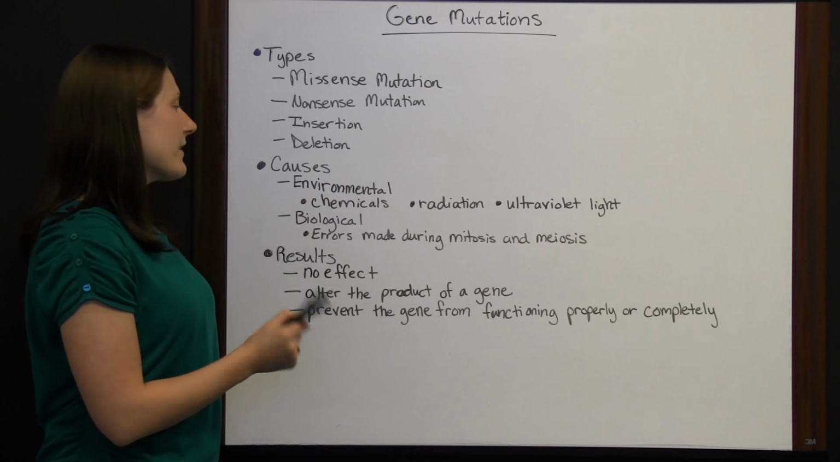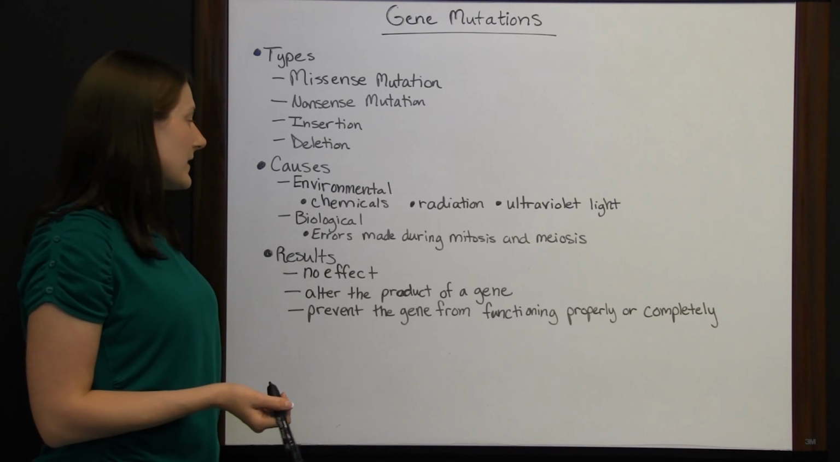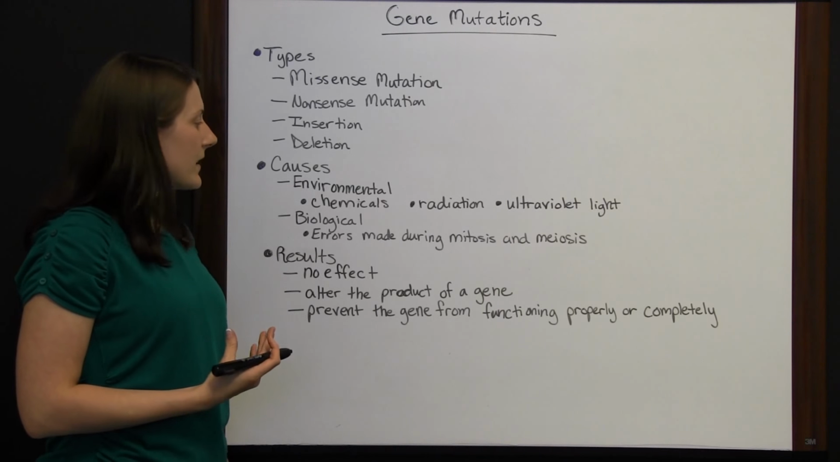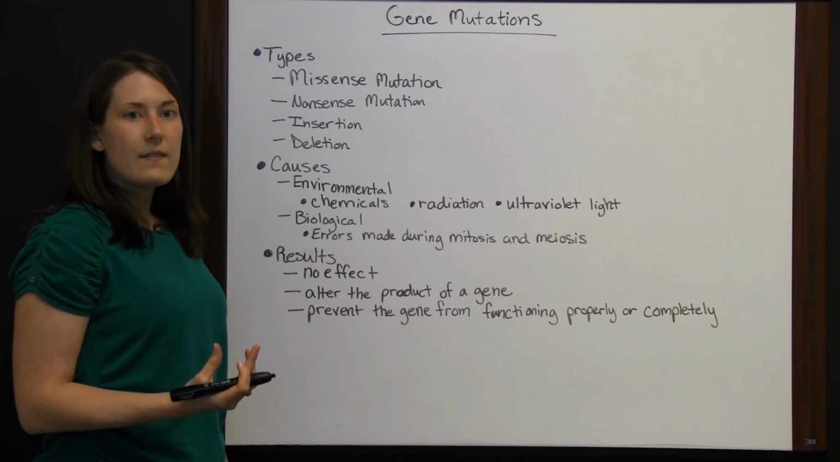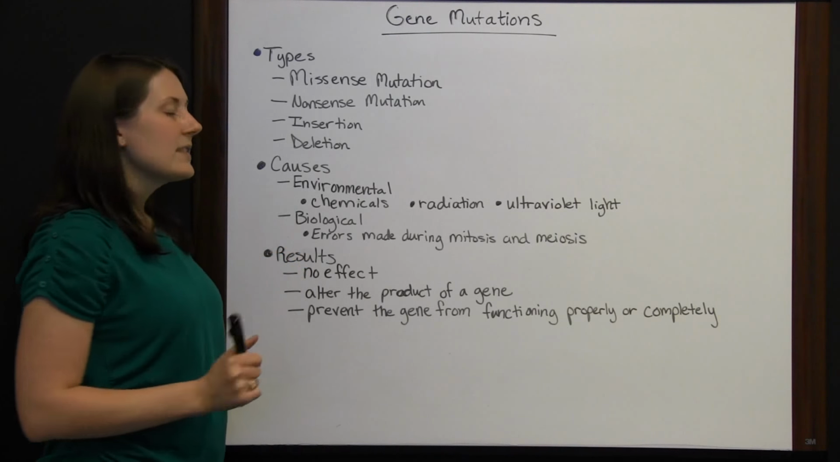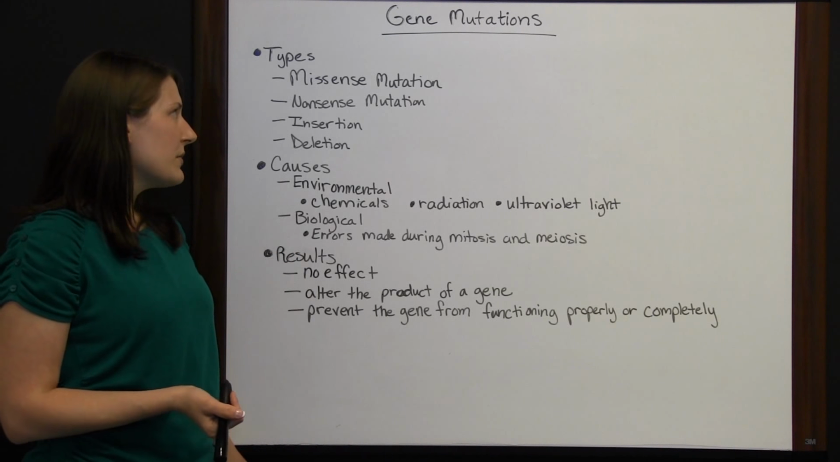Biological causes would be errors made during mitosis and meiosis, and these would be certain mutations that might occur in a child whenever the two parents are creating the child. So when that child is forming and mitosis and meiosis are going on, any kind of hereditary mutations are going to be created in that offspring at that time. So you can have environmental causes and biological causes for these gene mutations.